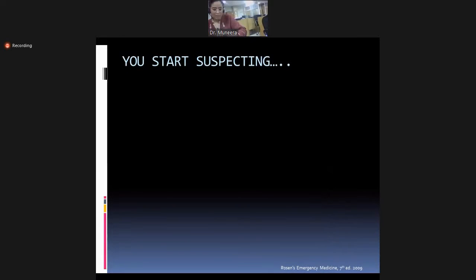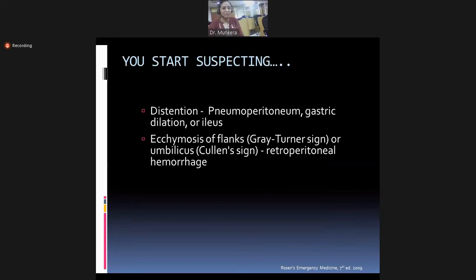Now, how will you start suspecting that something is going wrong with the abdomen, despite no wound on the abdomen? You start suspecting when you see the patient has a history of trauma, because history is very important. That's why we have written in the secondary survey that you have to take a very good history, though it's short. What is the mechanism? The mechanism will clearly define what was the reason behind this injury.